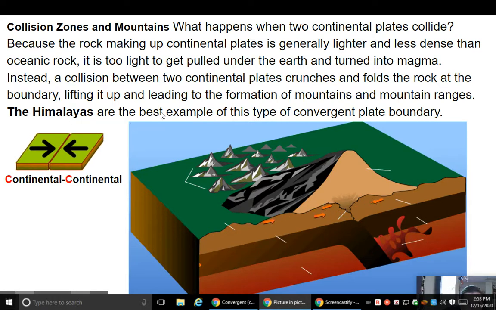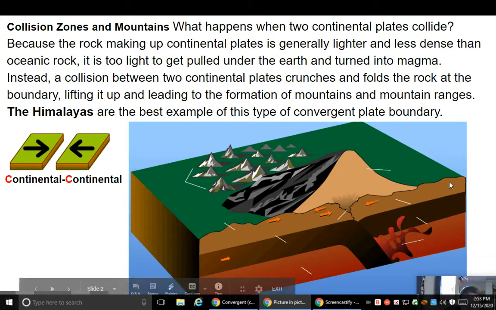The Himalayas are the best example of this type of convergent boundary. So here you have a continental crust and a continental crust converging, and again the land has nowhere to go but up and forms folded mountains.